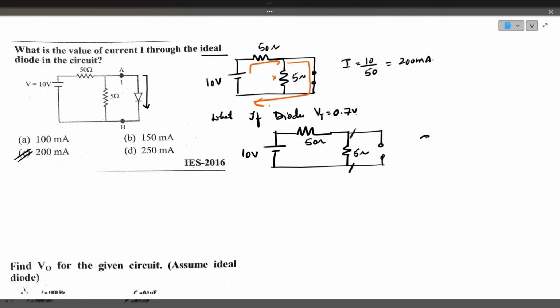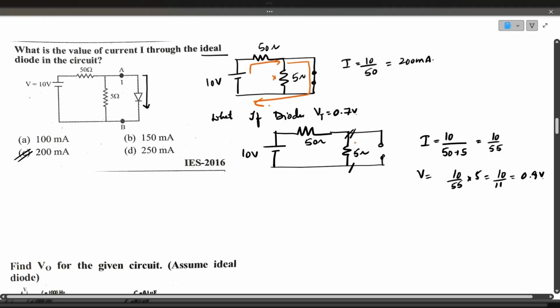So first we need to find the current. I is equal to 10 divided by 50 plus 5, that is 10 divided by 55. The voltage drop across the 5 ohm resistor, which is also the voltage drop across the diode, is 10 divided by 55 multiplied by 5, which is equal to 10 by 11. So approximately it is 0.9 volts across the 5 ohm resistor.